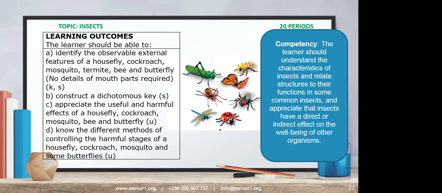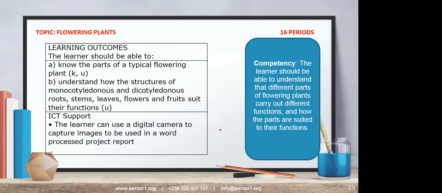Insects, I've already commented about them. We shall also be talking about insects. And then flowering plants, those that can produce flowers, we shall also be talking about them. Those are the angiosperms, as I commented.